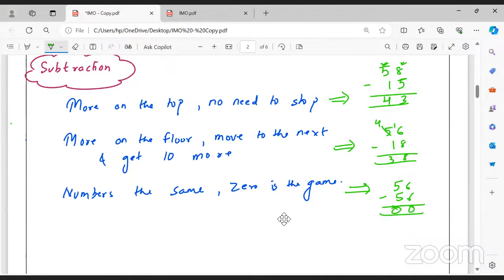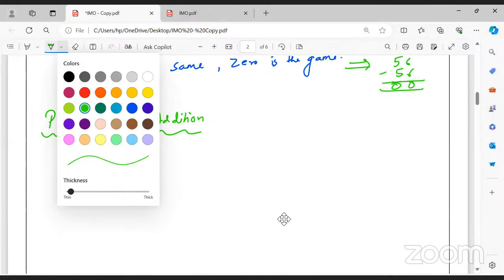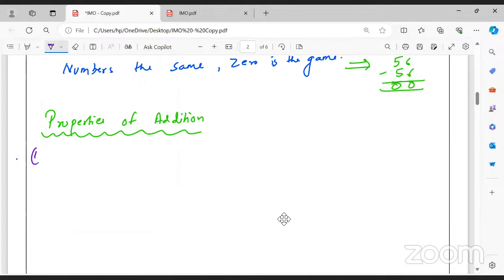Fine. So now we will come to the properties of addition. Do you know the properties of addition? What is the first property of addition? The first property is what? Okay, I will tell you the word and you are going to tell me.